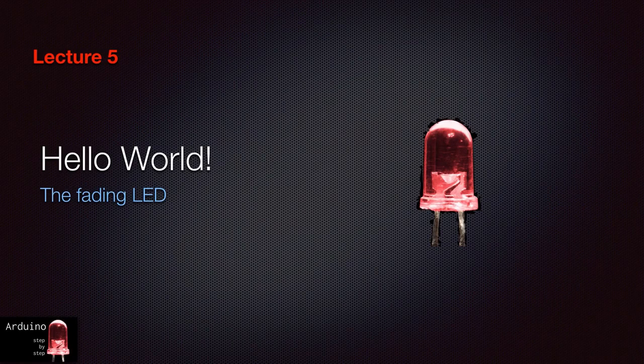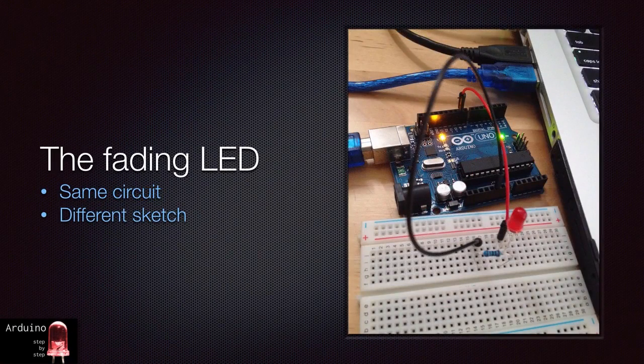In lecture 4, we created a simple circuit in which an LED blinks on and off. The Arduino sketch that drove the circuit simply wrote a high or low value to the digital output pin 9, and the LED was turned on or off accordingly. What we want to do now is to make the LED not blink but fade on and off. We will be keeping the exact same circuit, and we only change the sketch to make this happen.